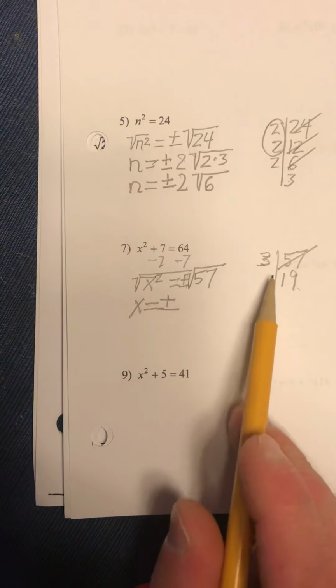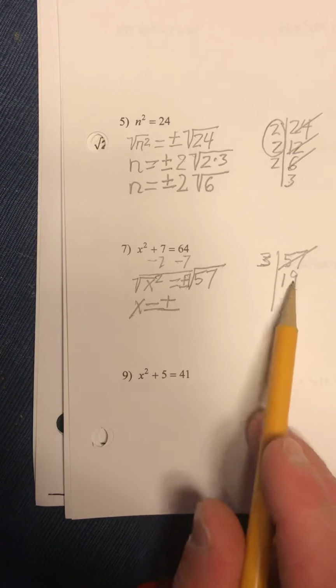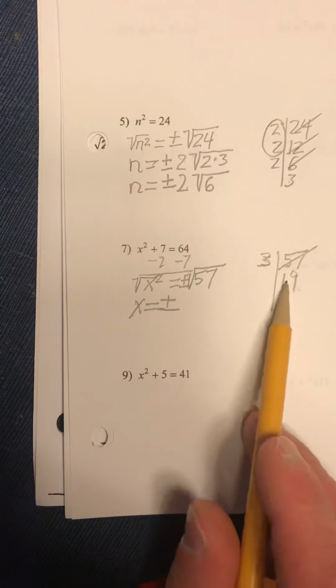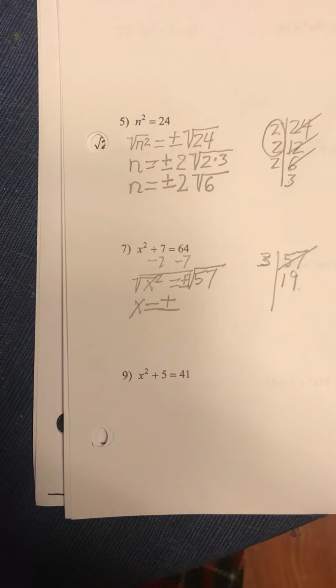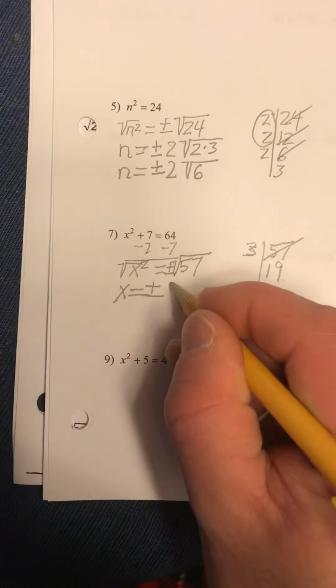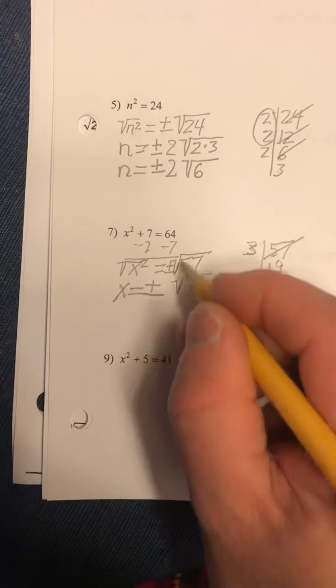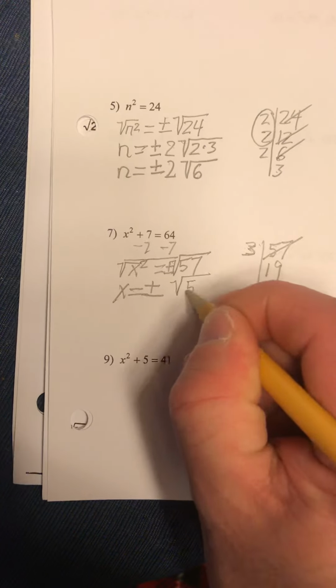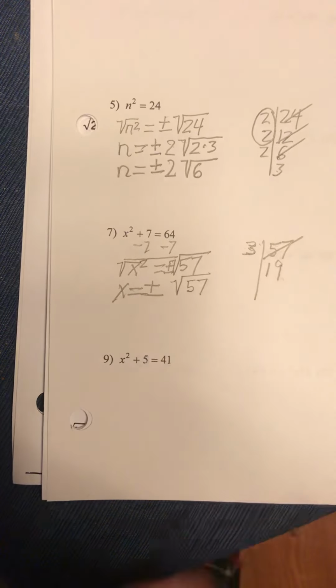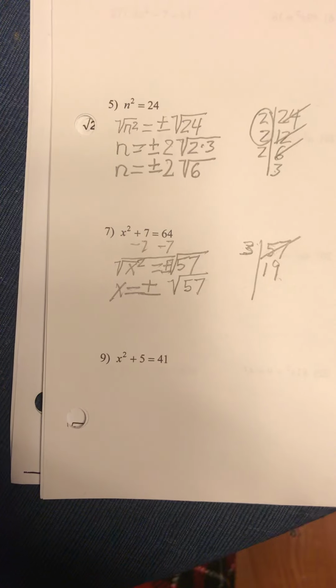But guess what, guys? I've only got one of each of these, one 3 and one 19. There's no pairs. And so they both go back under the square root, and 3 times 19 takes me back to 57. So my solution is going to be x equals plus or minus the square root of 57.